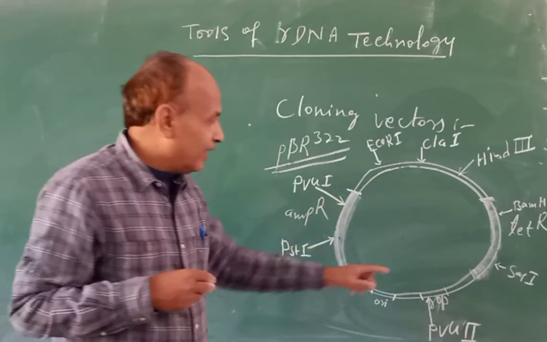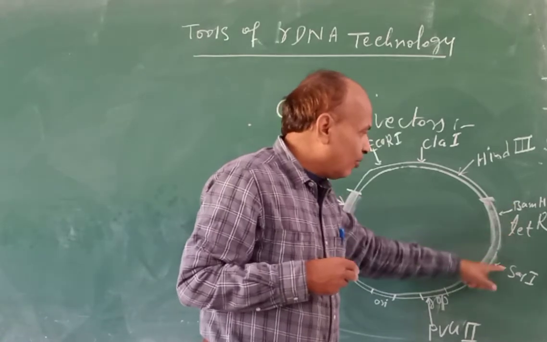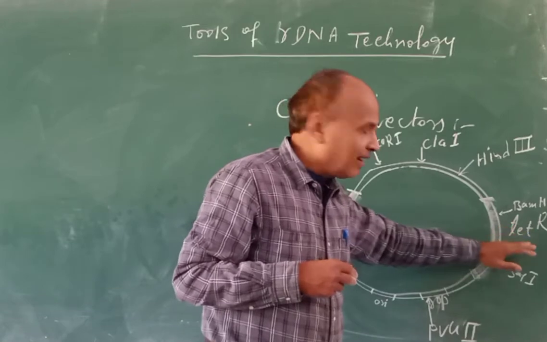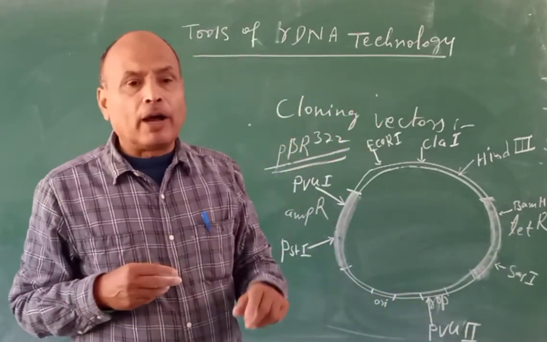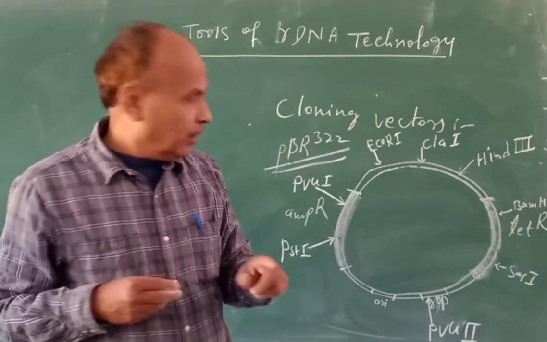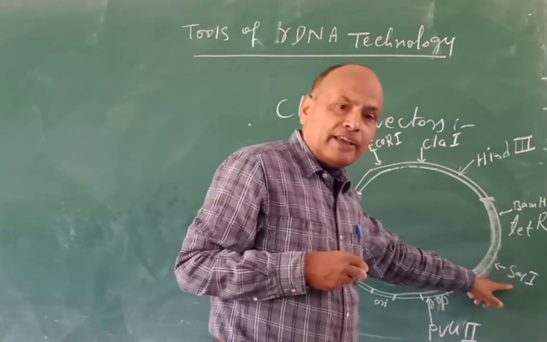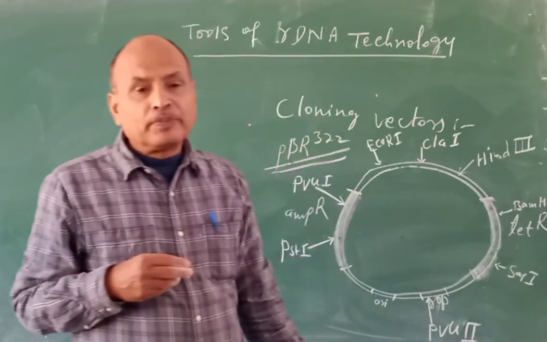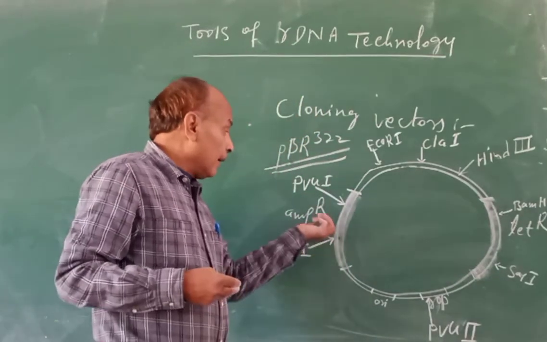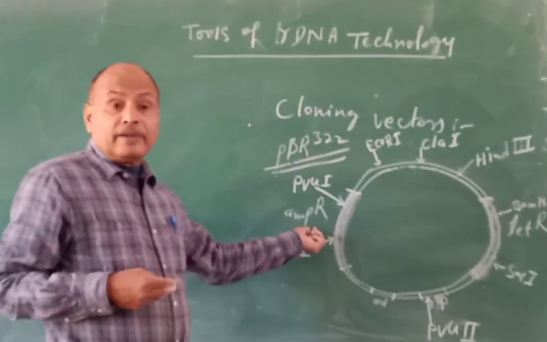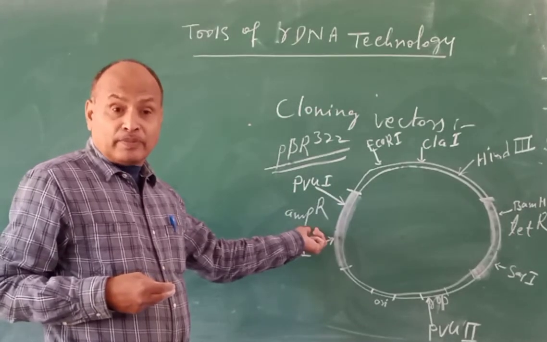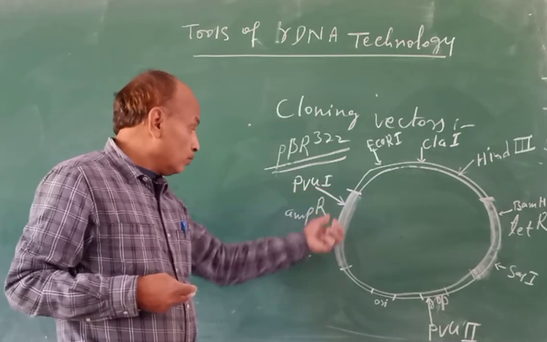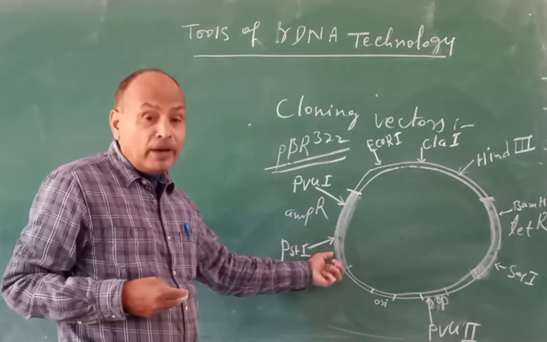ठीक है। यदि आपको यहां जीन इंसर्ट करना चाहते हैं टेट्रासाइक्लिन रेसिस्टेंट जीन में, तो आपको कौन सा एंजाइम यूज करना पड़ेगा, साल1 यूज कर सकते हैं और BamH1 यूज कर सकते हैं। यदि आप चाहते हैं कि हम एम्पिसिलिन रेसिस्टेंट जीन को डिस्टर्ब करें, तो हम यूज कर सकते हैं PvuI and PstI.